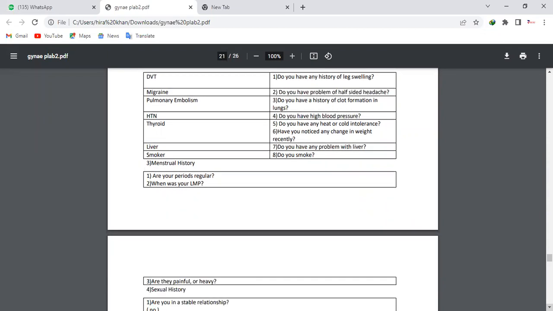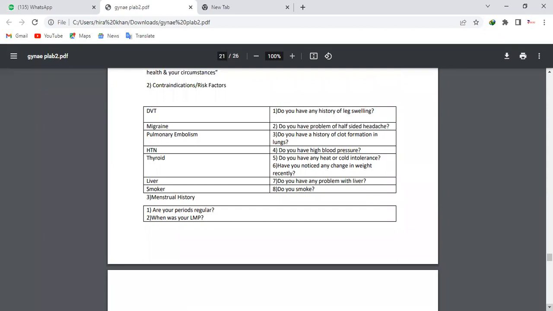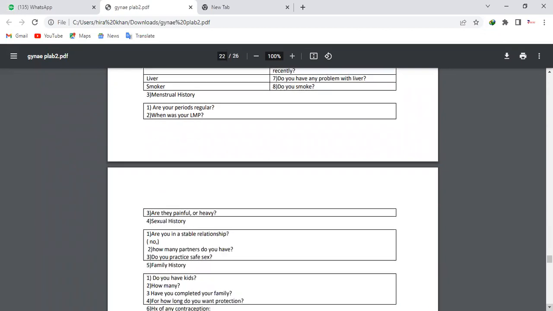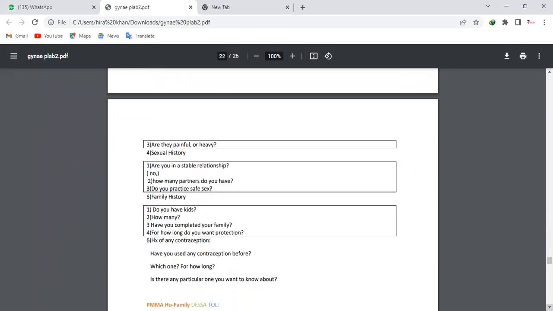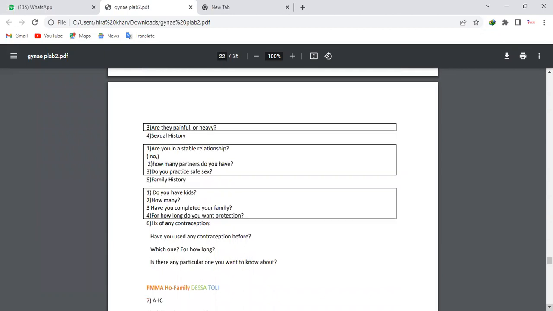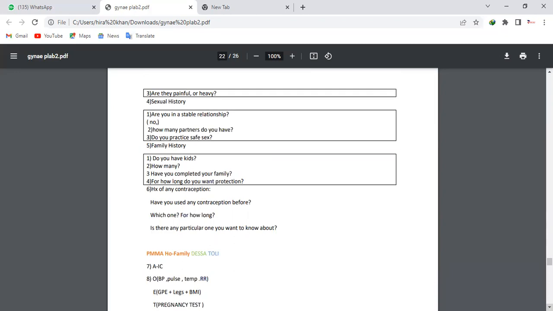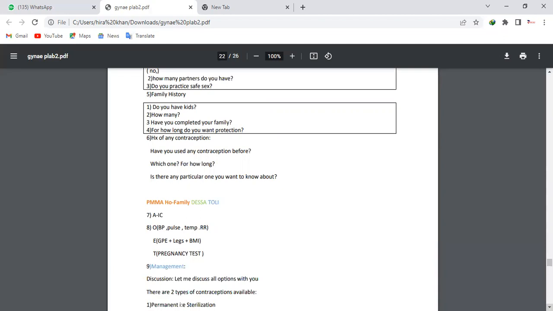Then take the detailed menstrual history. So starting from contraindications or risk factors, then menstrual history, then sexual history, then family history. Family history is also important here because once you are going to prescribe any contraception, you should know for how long she wants the contraception. So do you have kids? How many? Have you completed your family? And for how long do you want protection? And then ask, have you used any contraception before? What was that and for how long? And then ask, is there any particular contraception you want to know about?